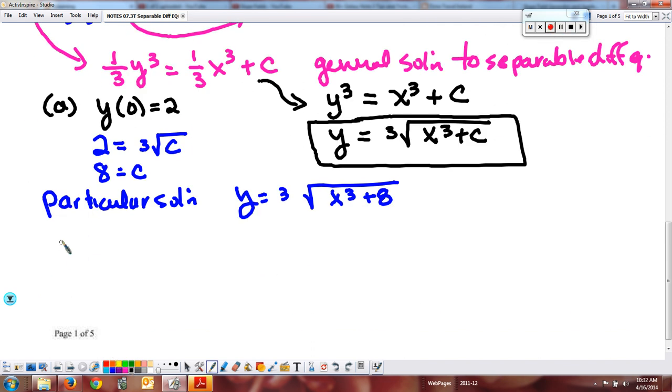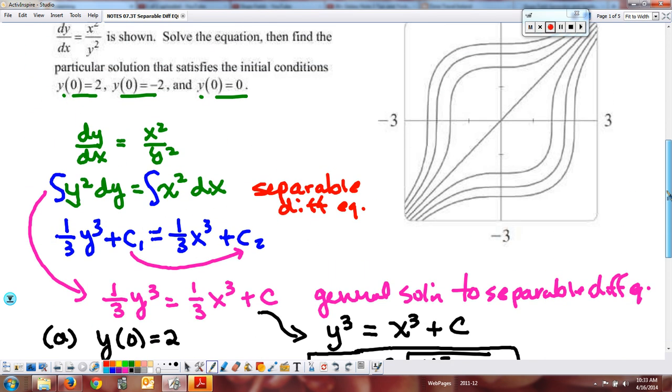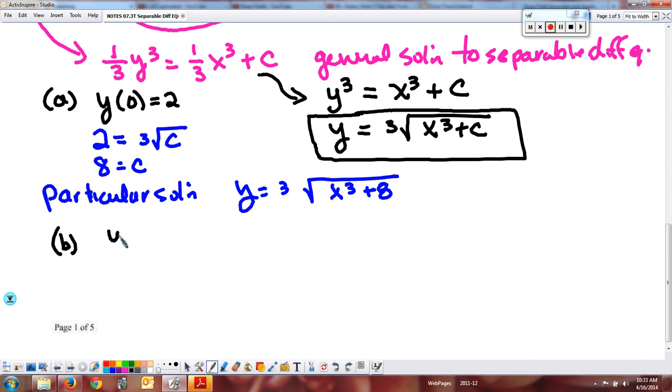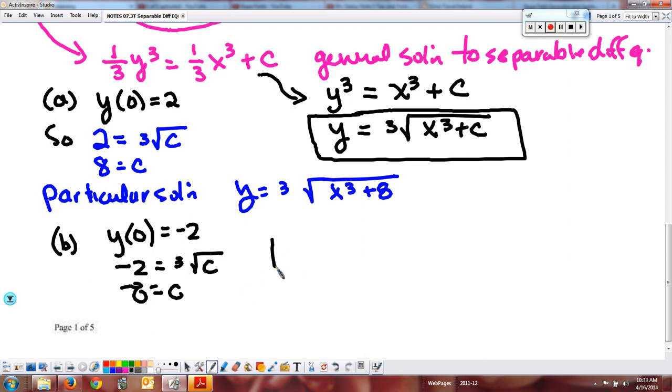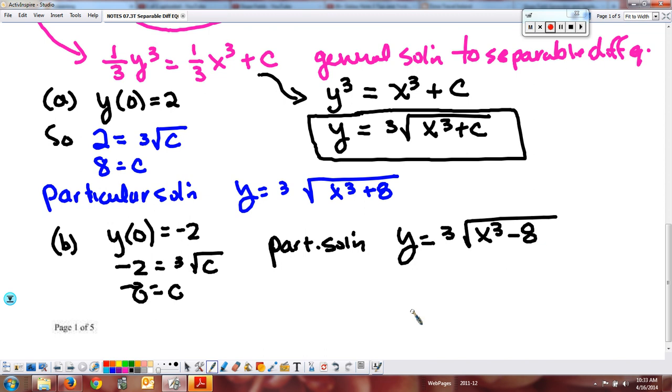Now for the second example that we had, in that case we had y of 0 equals negative 2. And hopefully you'll be like, hey, that's really not that much different. So negative 2 equals the cube root of c, so c equals negative 8. So the particular solution here would be y equal to cube root of x cubed minus 8.